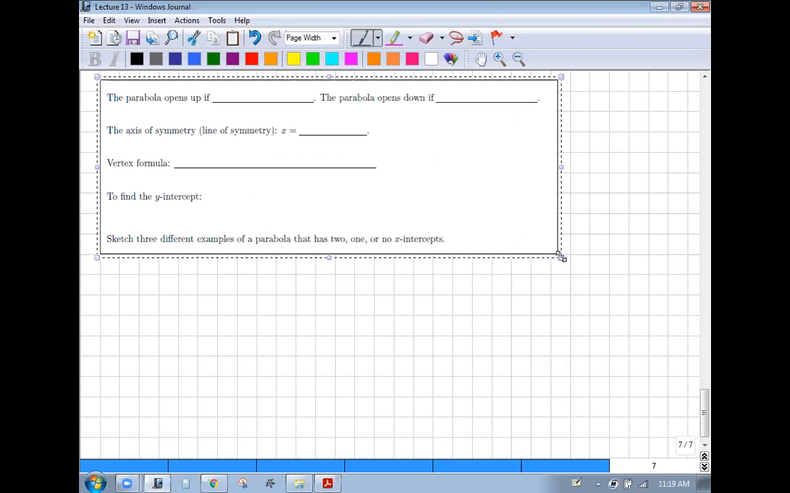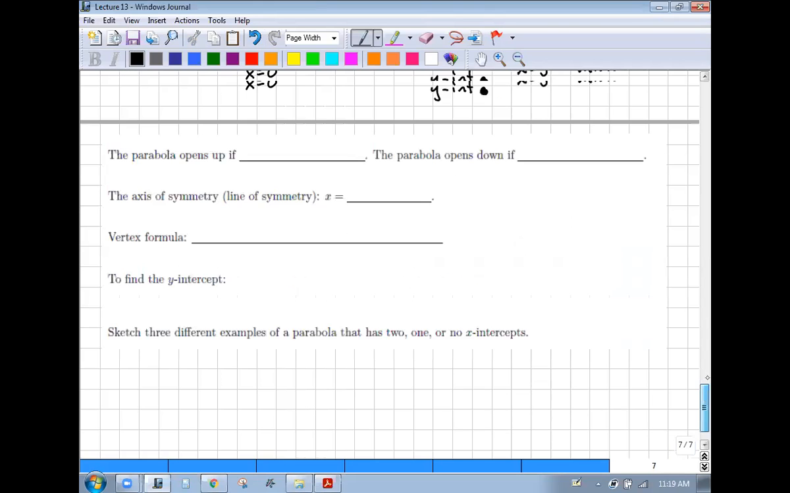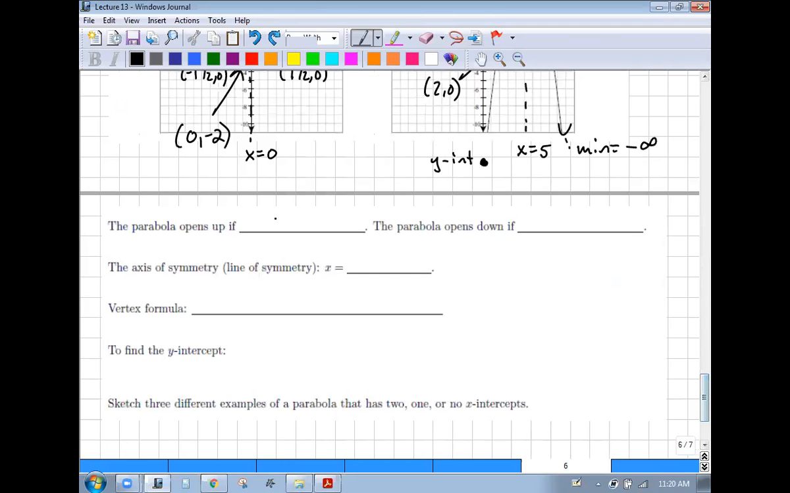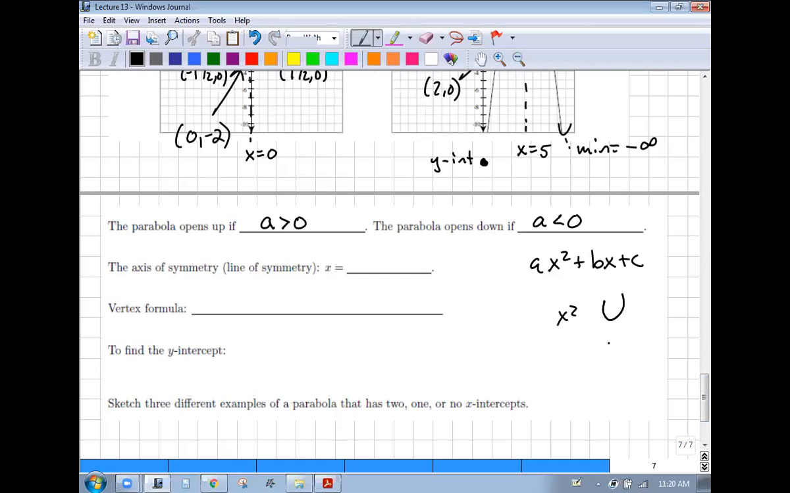All right. When they say opens up or opens down, this one opens upwards. This one opens downwards. And the way you can tell if it's going to open upwards or downwards is if a is positive or if a is negative. The a is the number that you're multiplying your x squared by, and that's what tells us. Remember, just x squared looked like this. It opened upwards. That's because a is 1, which is positive.